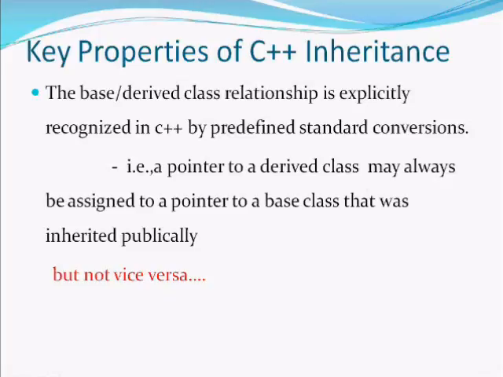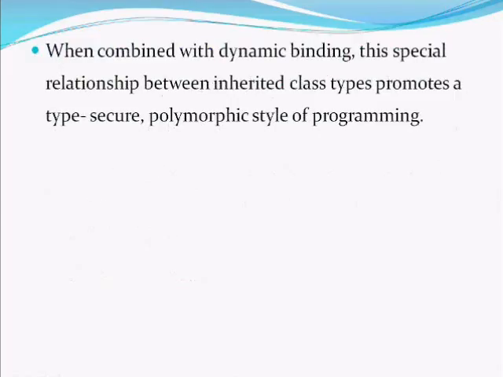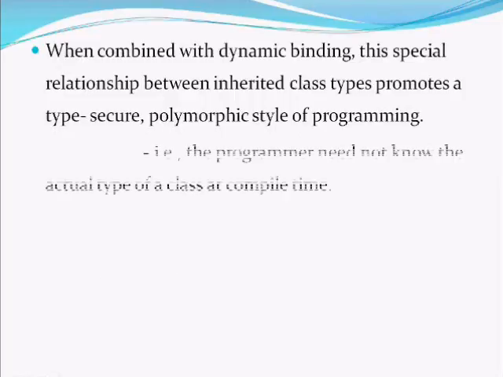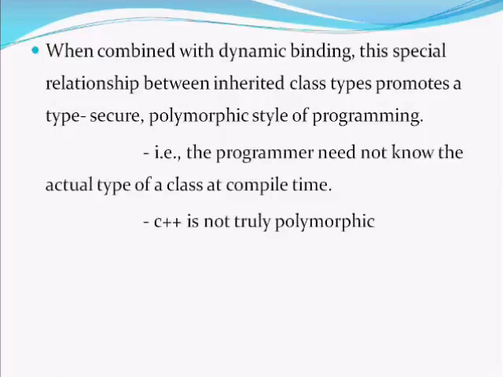Key properties of C++ inheritance. The base or derived class relationship is explicitly recognized in C++ by predefined standard conversions. When combined with dynamic binding, this special relationship between inherited class types promotes a type-secure polymorphic style of programming.